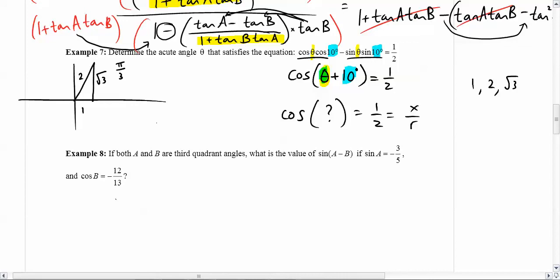So what that means is that inside the brackets, because I've got 10 degrees here, I shouldn't be using pi over 3, I should be using 60 degrees. So the inside of the brackets is 60 degrees. So what plus 10 degrees would give me 60? That would be 50 degrees.